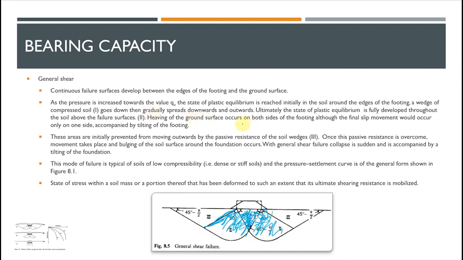Heaving of the ground surface occurs on both sides of the footing, although the final slip movement will occur only on the side accompanied by tilting of the footing. So heaving dekat sini maksudnya ground surface ni akan naik benjol. Dia akan ada movement kan. So you punya ground akan beralih dan ternaik ke atas lah. Okay, sebab you punya ni kan dah beralih. Tanah you kat sini, soil ni kan dia dah beralih. Tanah dekat sini akan ternaik lah.